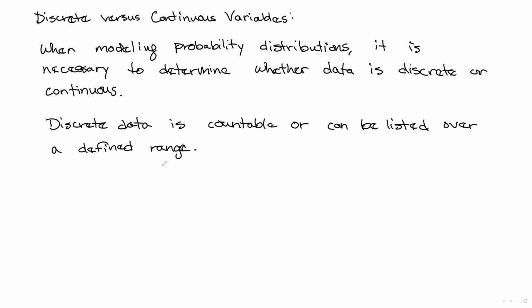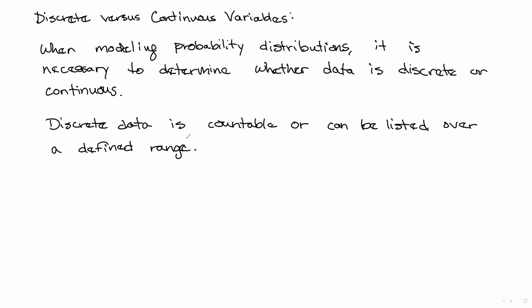Does it have to be in whole number increments? No. You could have 0, 0.5, 1, 1.5, 2. Again, that's a listable number of possibilities. You can write all the possibilities down. If you could list out all of the possibilities over a defined range, then that's discrete data.